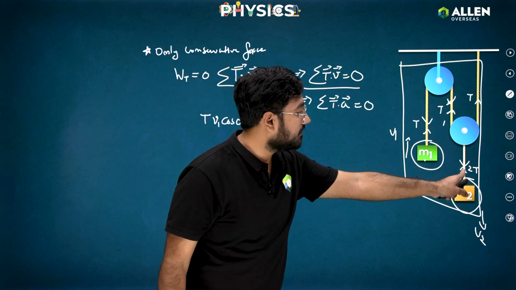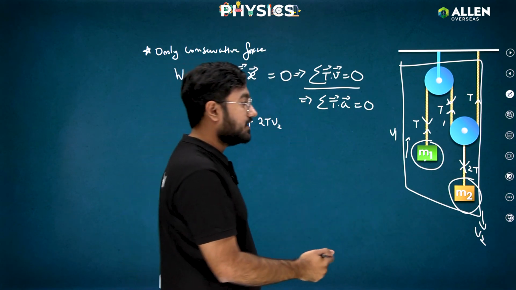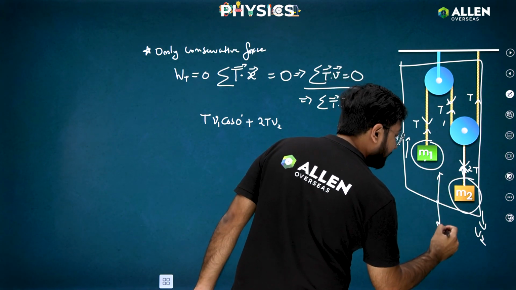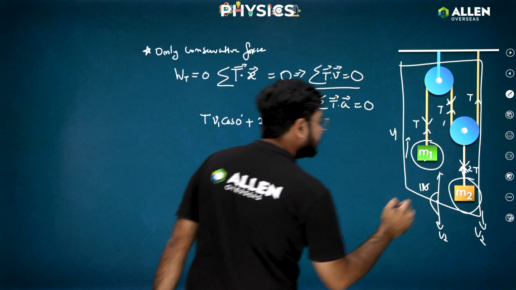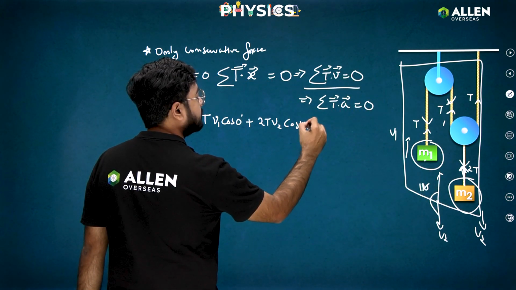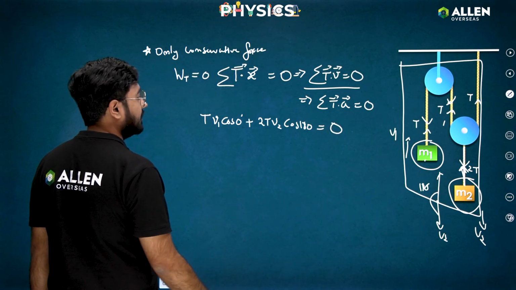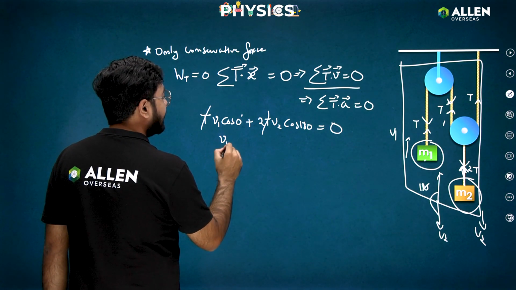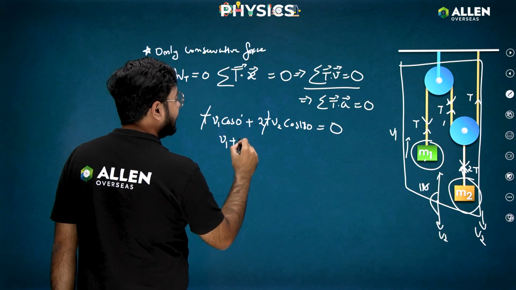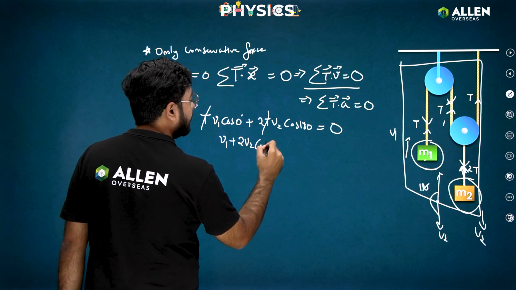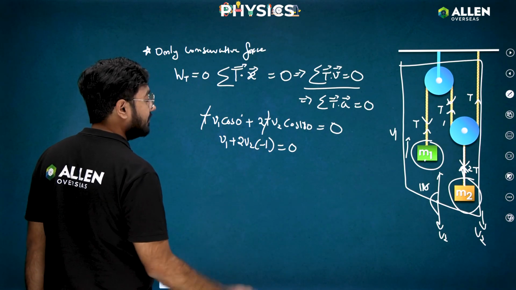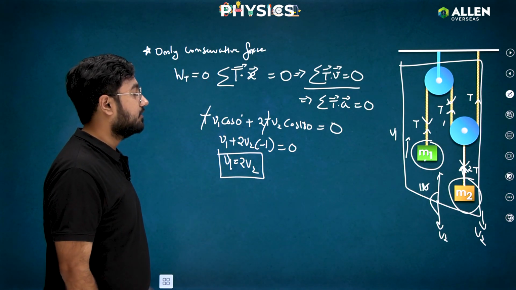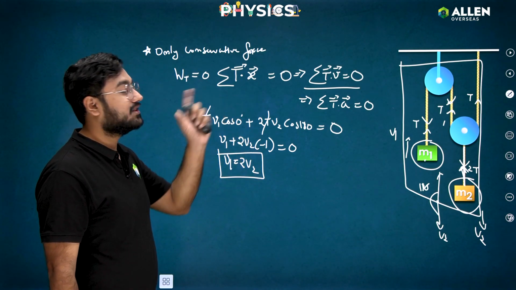And now what is the angle between tension and V2? Tension is always away from the object. So this is the tension that we have to consider. Tension is like this, and velocity is downwards. What is the angle? 180 degrees. This must be equal to 0. Can I cancel T and throw it to the other side? Definitely I can. Cos 0 is 1. So V1 plus 2V2 times minus 1 is equal to 0. Cos 180 is minus 1. So V1 is indeed equal to twice V2. That is the relation that you can definitely get from this method.